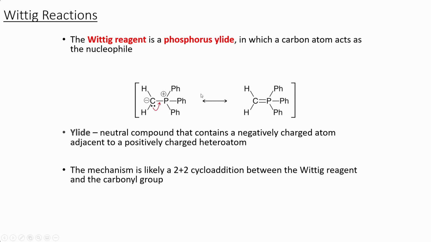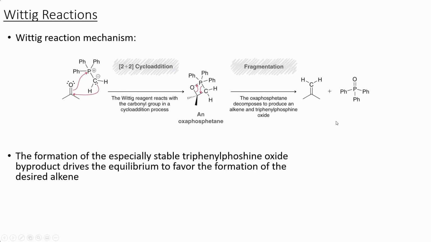The mechanism that we'll be undergoing is similar to the cycloaddition mechanisms that we looked at, and it'll be between the Wittig reagent and the carbonyl group. And we can take a look at that mechanism. We'll have the oxygen form a bond with the phosphorus, and the carbon with the negative charge forming a bond with our partial positive carbonyl carbon. And this creates a four-membered ring intermediate, which can then fragment into a new alkene and the triphenylphosphine oxide.